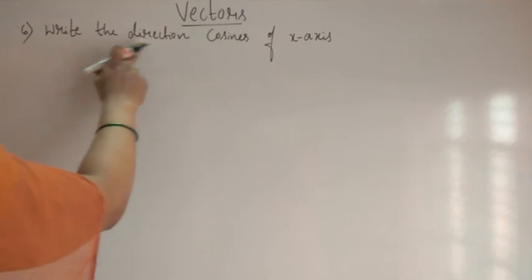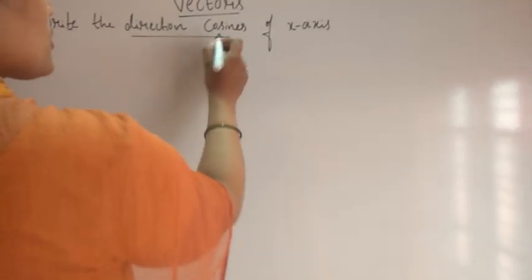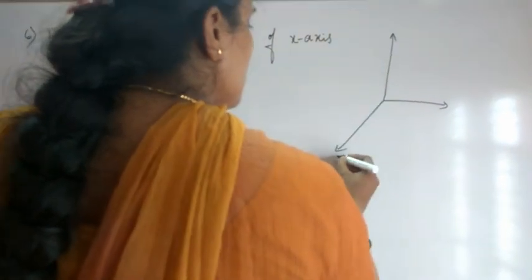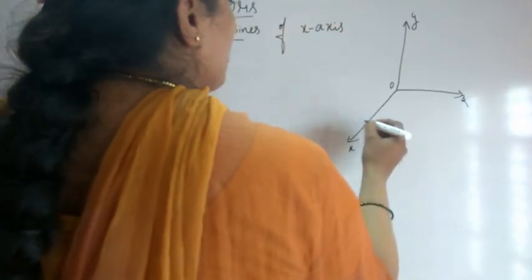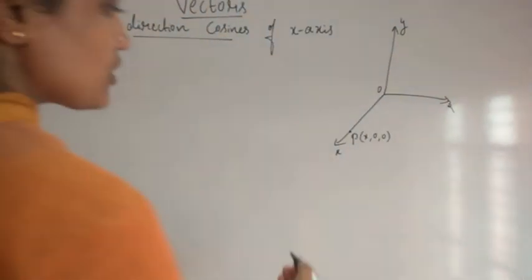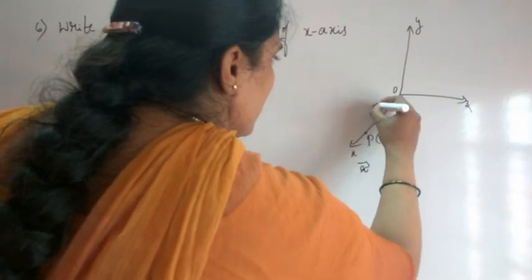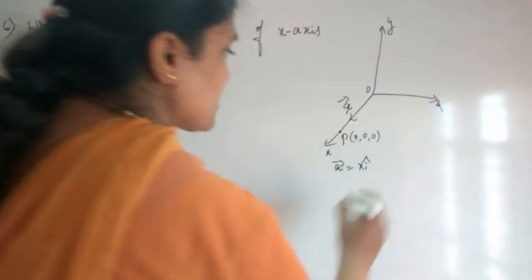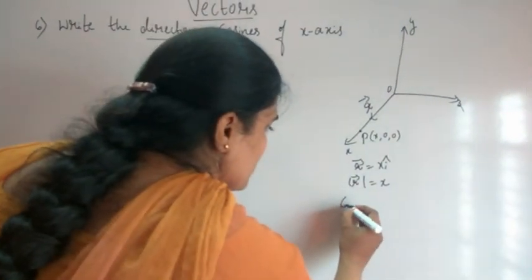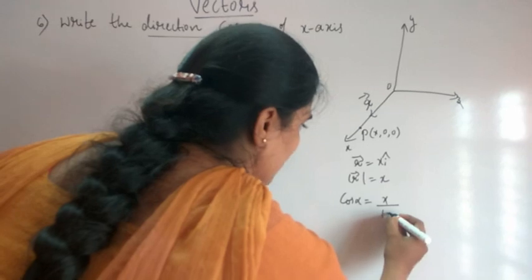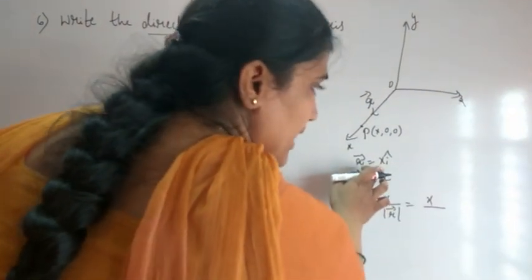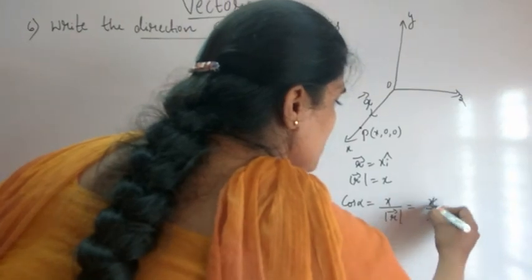So next one is, write the direction cosines of x axis. We have to write the direction cosines of which axis? X axis. Okay, so let us consider the coordinate axes: x axis, y axis and z axis. Okay, so if a point P is on the x axis, the coordinate is in the form of x comma 0 comma 0. Okay, so now let us write the vector r. So the vector is in the form of x into I cap. If I find the magnitude of r vector, we get x itself. Okay, so here if we write the direction cosines, cos alpha is equal to x by magnitude of r vector, that is x by x, since the magnitude of vector r is x. So these two get cancelled, we get 1.